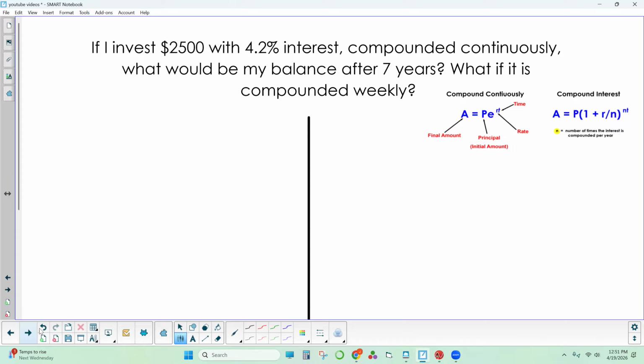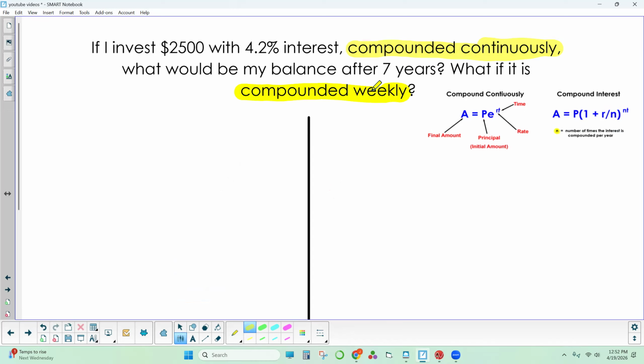All right, so the first one says if I invest $2,500 with 4.2% interest compounded continuously, what would be my balance after 7 years? What if it is compounded weekly? Okay, so we have 2 different scenarios here. We have compounded continuously. Okay, we'll do that on the left. And then we'll come over here on the right and we will do compounded weekly afterwards.